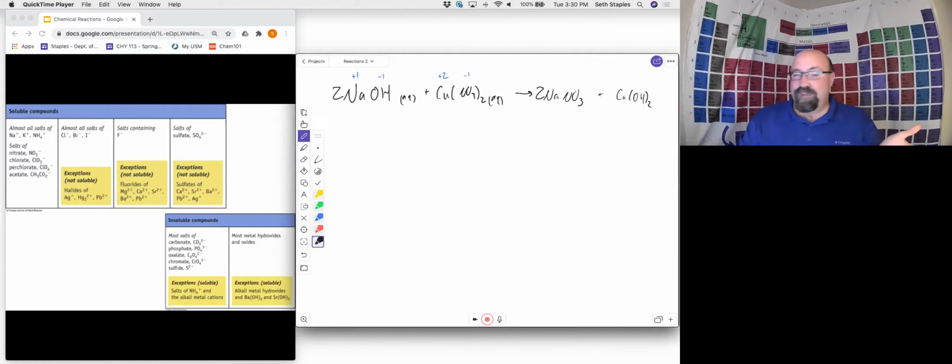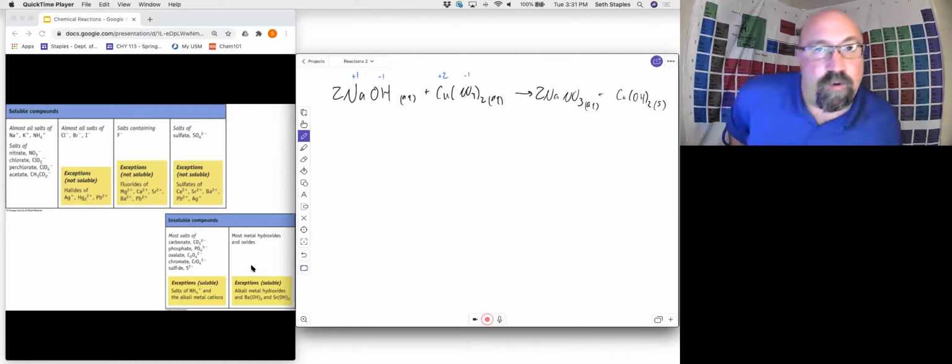Now we're going to use our solubility rules. We can see that, again, almost all salts of sodium and salts of nitrate are soluble. Tells us that our sodium nitrate is going to remain aqueous. Our copper hydroxide, on the other hand, most metal hydroxides are insoluble. There are some exceptions, but copper is not on that list. So copper hydroxide is insoluble. So it's going to be a solid. So there's our complete molecular equation.